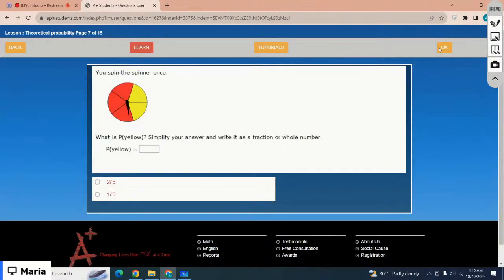You spin the spinner once. What is the probability of yellow? The spinner has a total of five positions, right? Two of them are yellow. So the probability of yellow is 2 out of 5. The correct option is 2 out of 5, right?